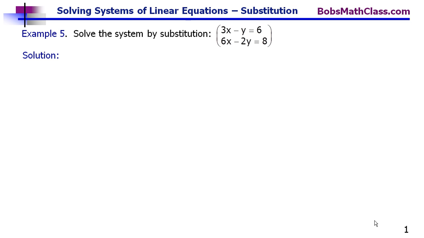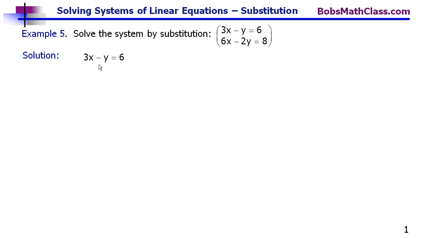For the substitution method, we want to get one of the variables by itself, and it's your choice. I would say let's take this top row and solve for y, because it doesn't have a number in front of it. All the other variables have a coefficient other than 1. This one actually has a negative 1 in front of it. Let's write down this top row over here and get y by itself.